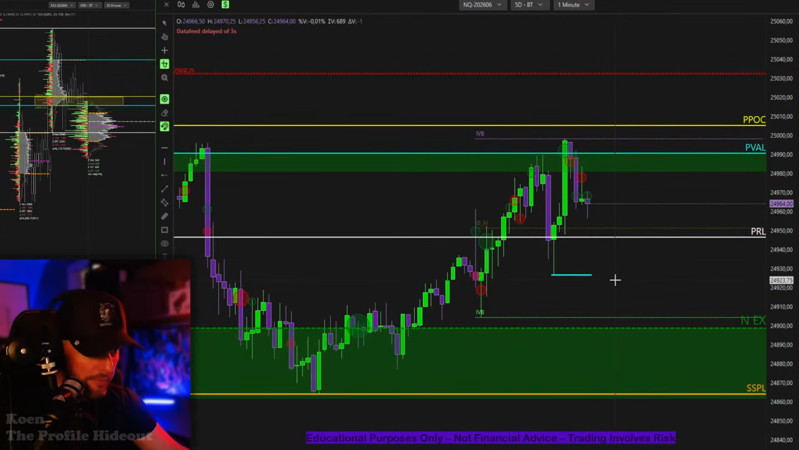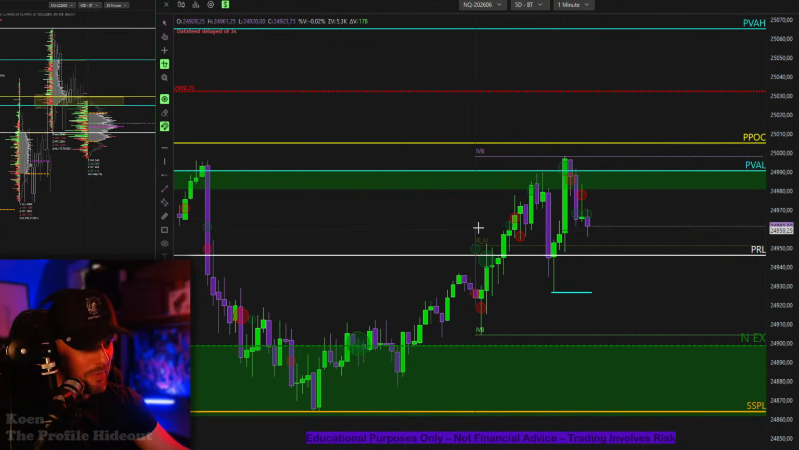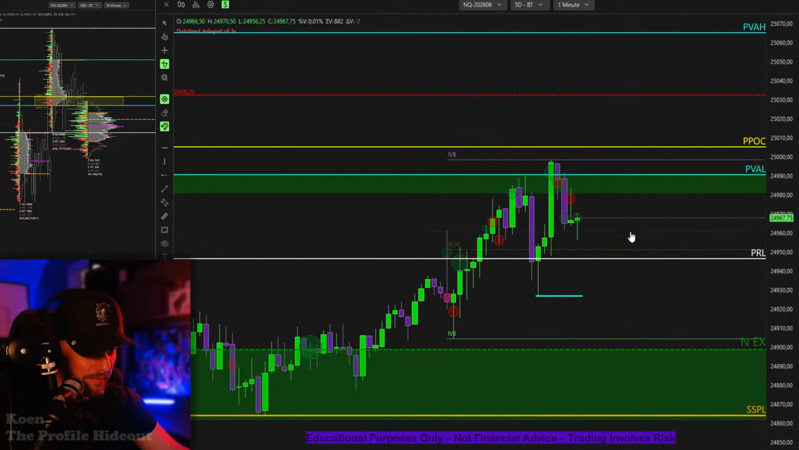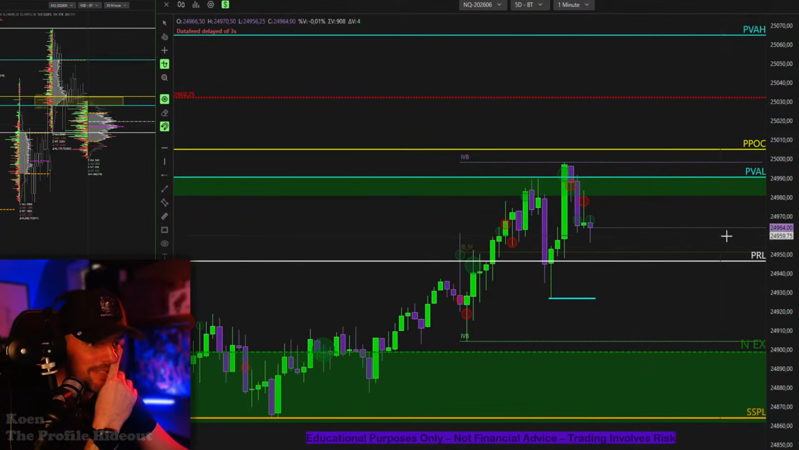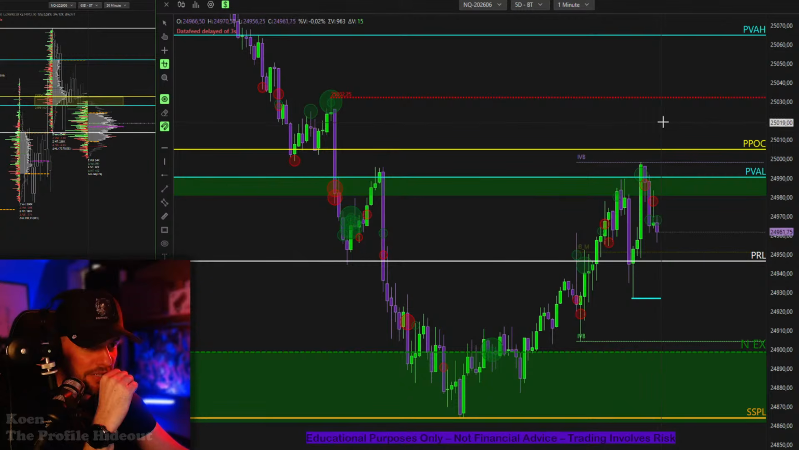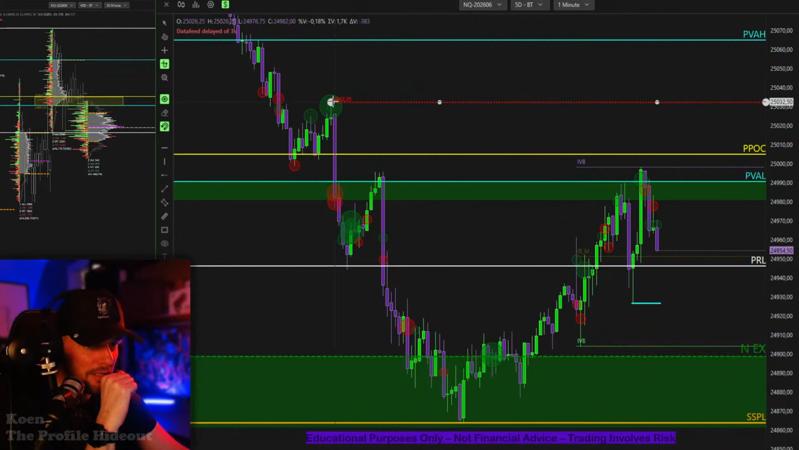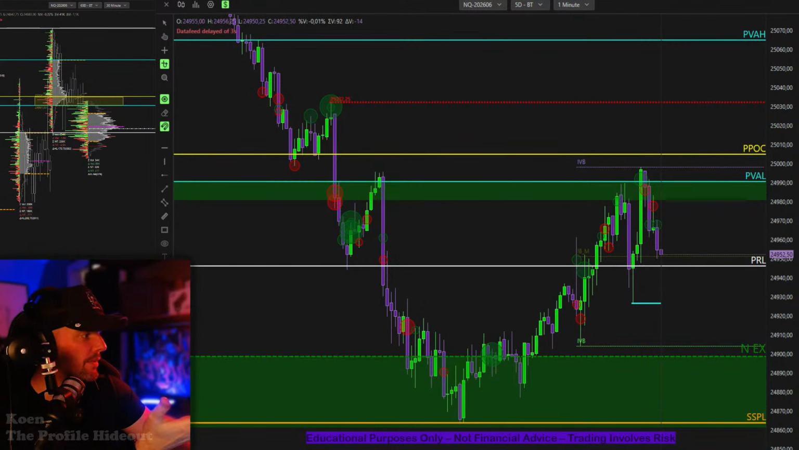But from a prior profile perspective, we got back in range. We're basically rejecting prior value at the moment. Still got to give it the benefit of the doubt, as long as it's in prior range, that it will revisit value, potentially gain value through a value rotation. Because I'm still eyeing this value area high. That was PPI, right? Yeah.